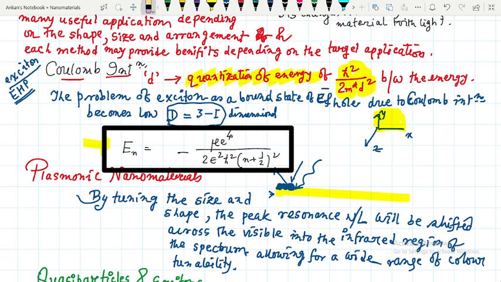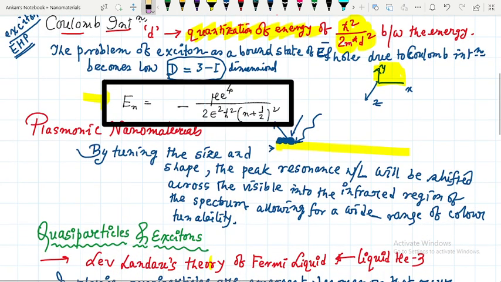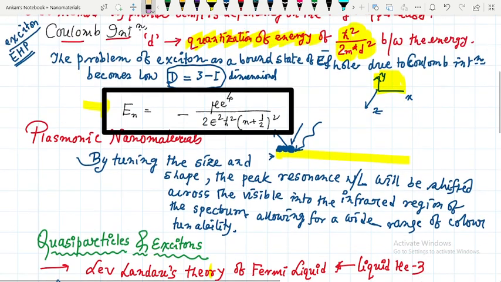Next, we have discussed the plasmonic nanomaterials. What are the plasmonic nanomaterials? What are the surface plasmons? And the plasmonic frequency is not described, because it has already been covered in the electromagnetic wave lecture. Okay. Next, we have discussed the importance of these plasmonic nanomaterials apart from the bulk plasmonic materials. Next, we have discussed the quasiparticle and the excitons.